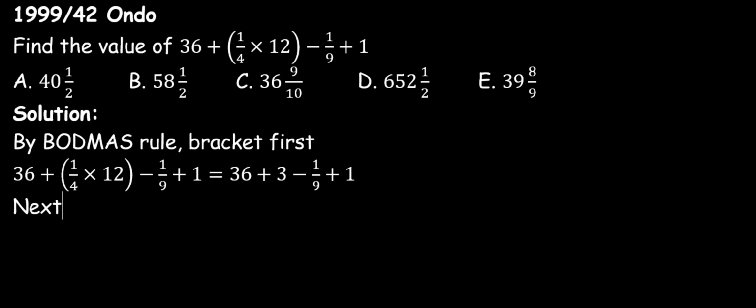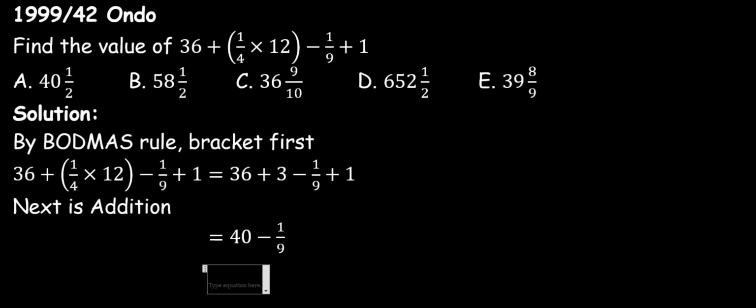Next, we now have addition and subtraction. Next is addition from the BODMAS rule. So we do the addition, and remember, in the addition, even though 36 has no symbol in front of it, it is carrying an addition sign, which is silent. So take note of that. So we have 36 plus 3, which is 39, plus the 1, which gives us 40 minus 1 over 9.